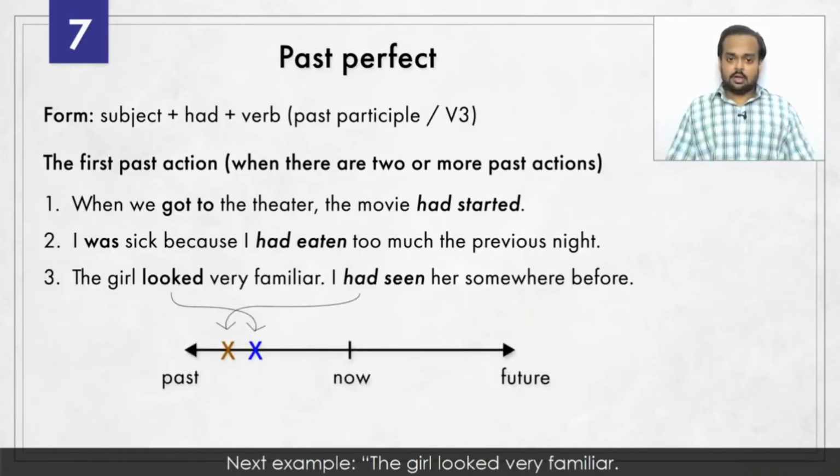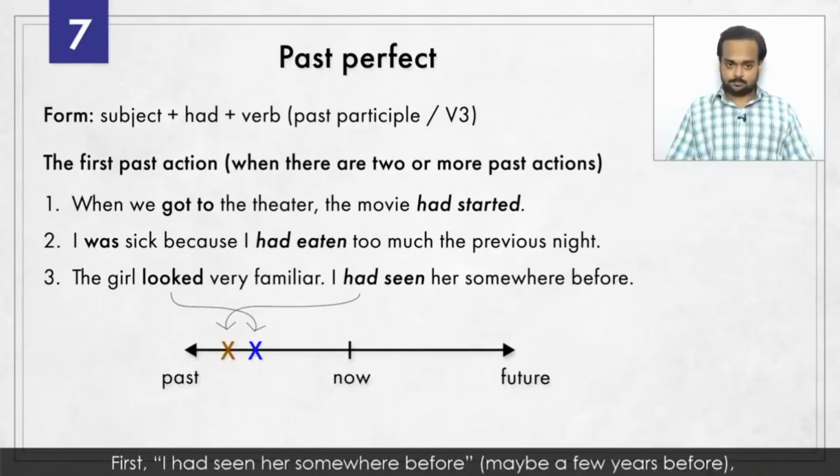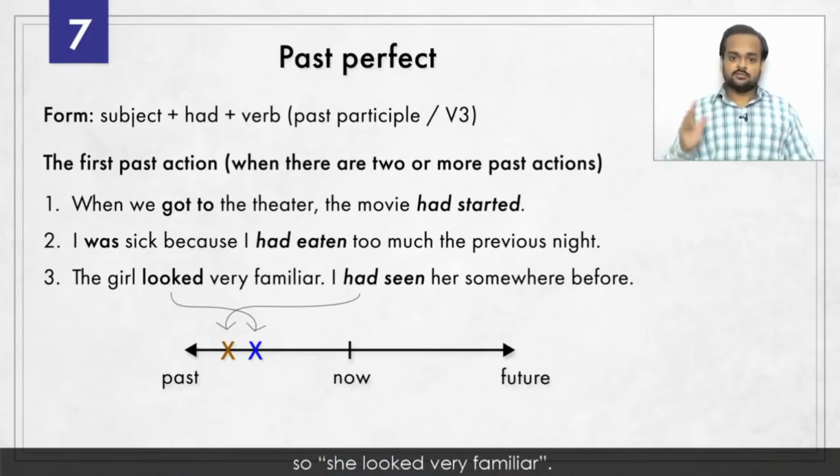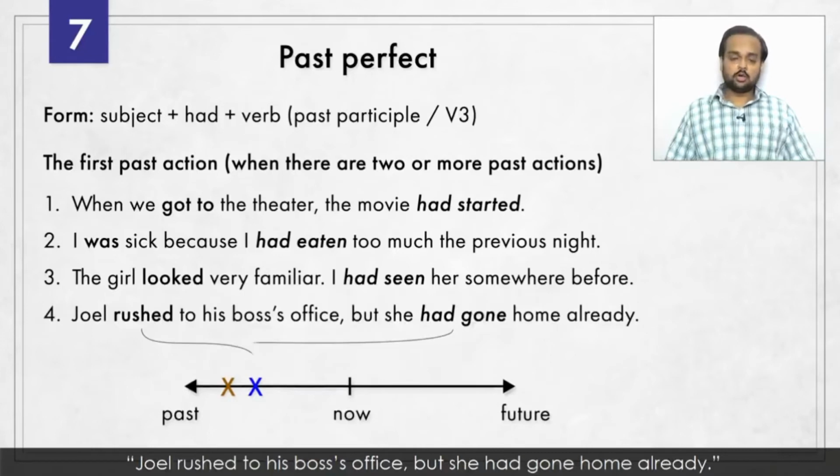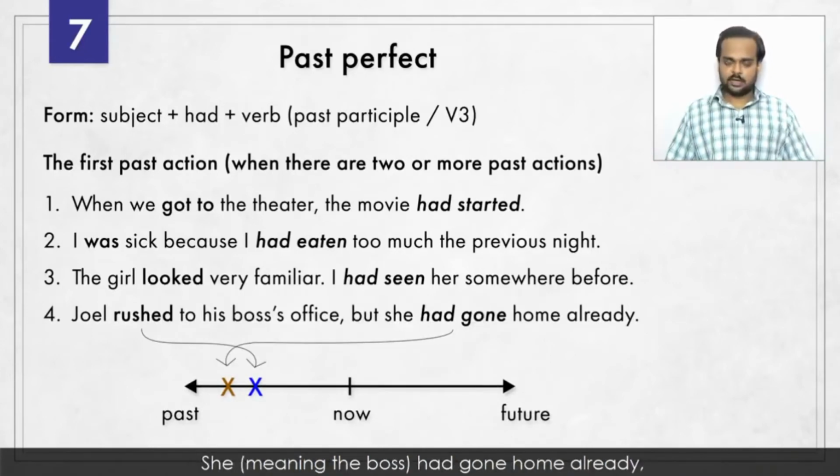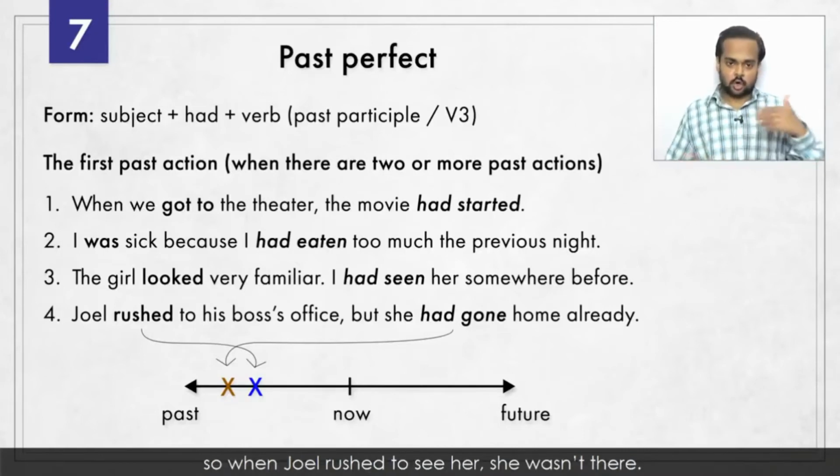Next example, the girl looked very familiar. I had seen her somewhere before. First, I had seen her somewhere before, maybe a few years before, so she looked very familiar. Joel rushed to his boss's office, but she had gone home already. She, meaning the boss, had gone home already, so when Joel rushed to see her, she wasn't there.